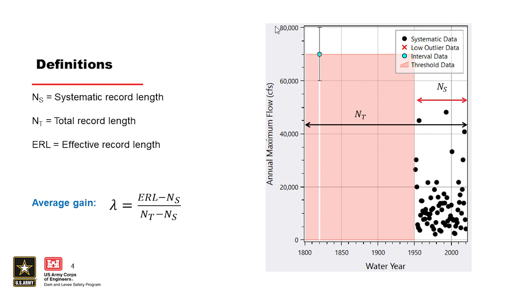We can estimate the average value of the information provided by the historic flow intervals and perception threshold data by computing an average gain. Here's the equation for that. The average gain is the increase in effective record length divided by the increase in total record length. The average gain measures the amount of information provided by the censored data inputs. In other words, when we have 1 year of perception threshold, that does not necessarily have the same weight as systematic data. So it's going to be 1 year or less worth in the record length. That's the most it can have is 1 year. It's probably going to have less than that if it's not a systematic data point.